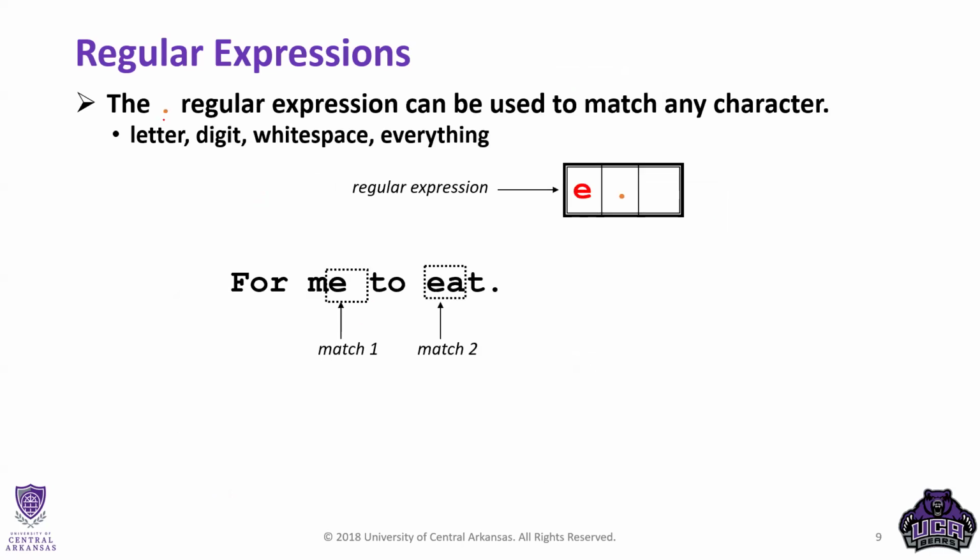Now we have the dot regular expression. It can be any letter, digit, white space, basically anything. It's similar to a wildcard, but understand there's absolutely no repetition. It only represents a single character. So that dot could be the white space right there, so that would be a match, or it could be the EA right here. So it's looking for a literal E and then any character or white space that comes after that.